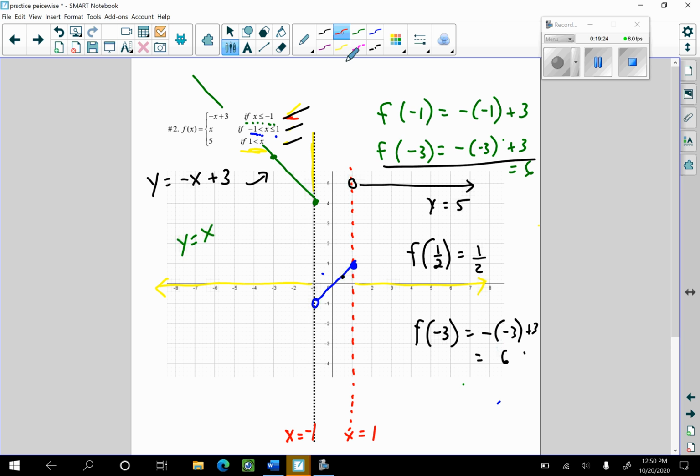I'll ask someone here, Billy, what is this guy right here? F of 9,375. Well, that's not on the graph, is it? But tell me, where is 9,375? Is it less than negative 1, between negative 1 and 1, or greater than 1? So what is the function value at 9,375? 5.